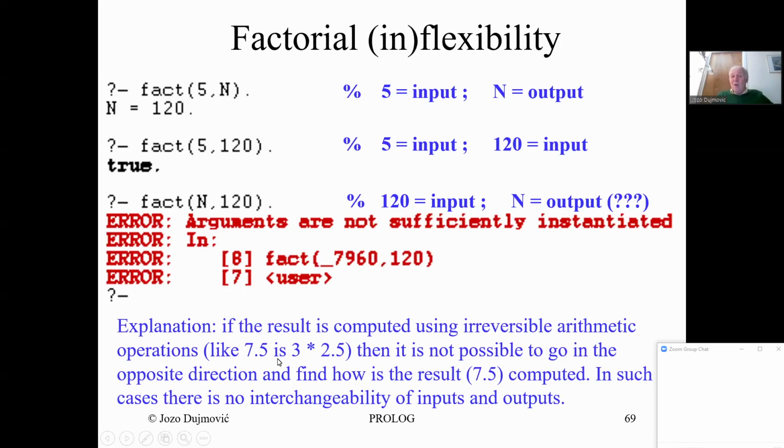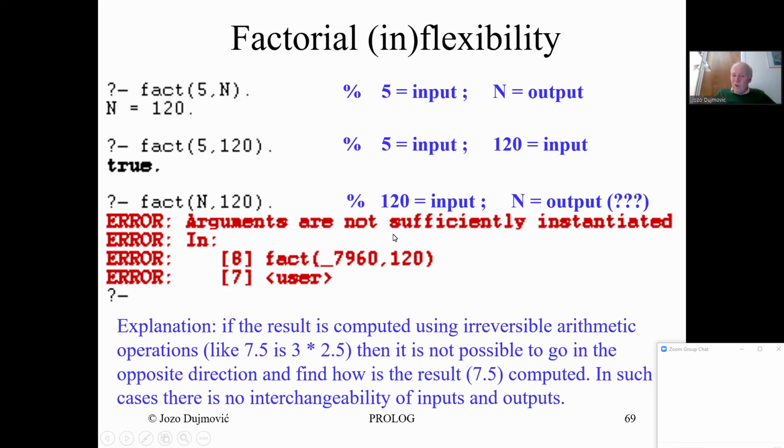For example, if you multiply 3 times 2.5, you get 7.5. You can always find 7.5 if you multiply these two numbers. But if I give you 7.5 and ask, tell me what are the two components that produce this 7.5, this is not possible, because there is an infinite number of products that have the result 7.5. So you cannot decide which one was used to compute 7.5. So this is more or less the same thing.